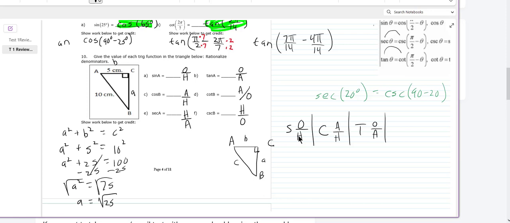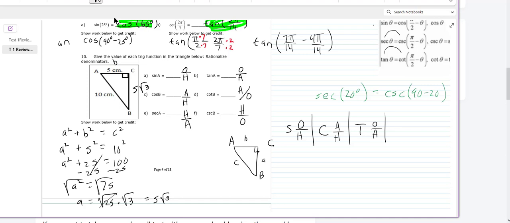What you learn how to do in college algebra generally, or in an intermediate algebra class, is how to reduce those radicals. The reason I break it up into 25 and 3 is because 25 is a perfect square, and that can come out of the radical. So I write that as 5 times the square root of 3. Now I know all 3 sides of that right triangle.